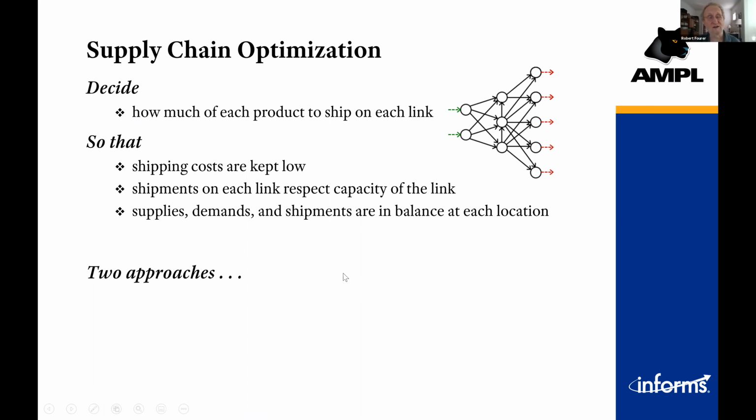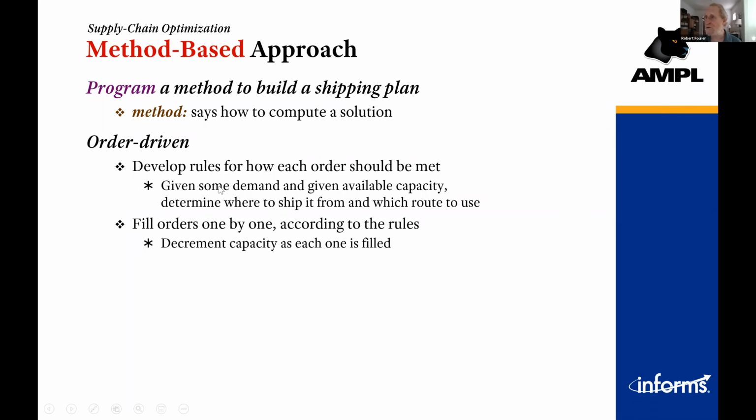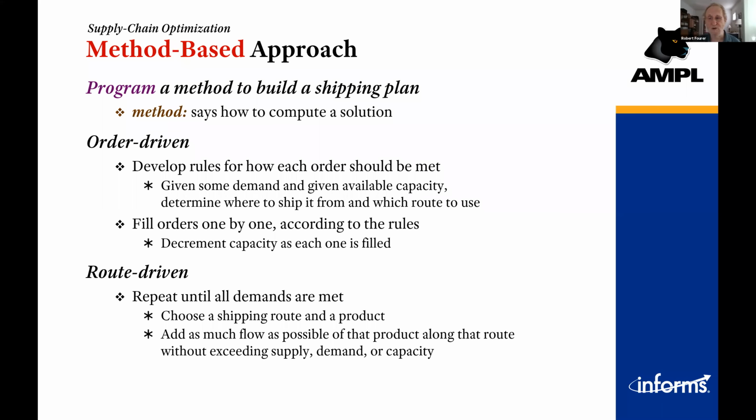And now I can describe the two approaches in terms of how they would approach this problem. So a method-based approach would program a method to build a shipping plan. And a method sort of says, how do you compute a solution? So you actually write a program to compute a solution that determines how to do it. And there are various approaches. You could think of orders. You could come up with rules for meeting each order and then fill orders one by one according to the rules. You could imagine routes. You could pick a good route from a supply to a demand and then try to fill it as much as possible to meet a lot of orders.